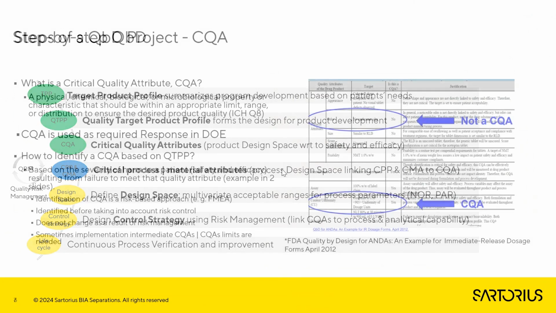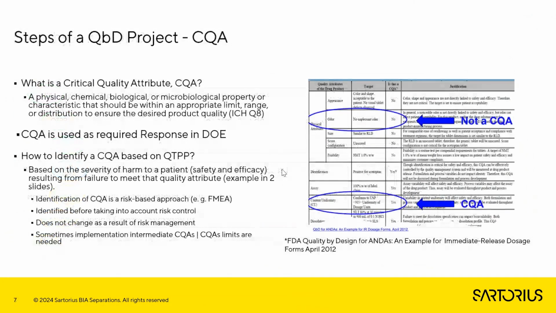CQA, as I mentioned, is a key component of the quality by design approach. So what is a critical quality attribute? Well, it's a physical or chemical or biological or microbiological property that should be within a certain limit, a range, or distribution to ensure the desired product quality. We will be using CQA as so-called required responses in our design of experiment exercises. But before we can do that, we need to identify them.